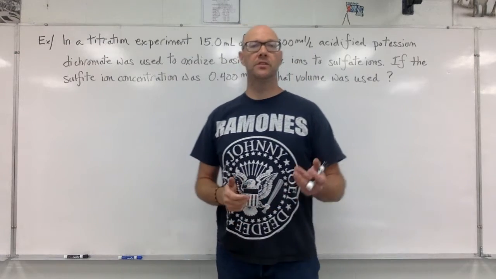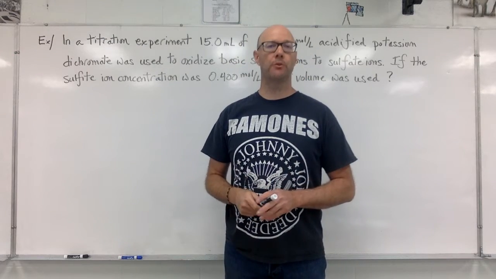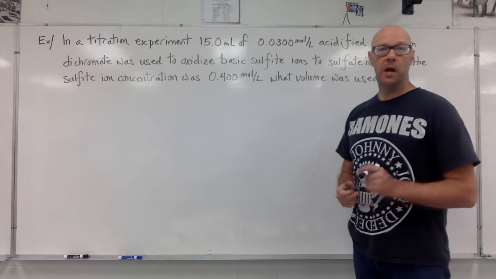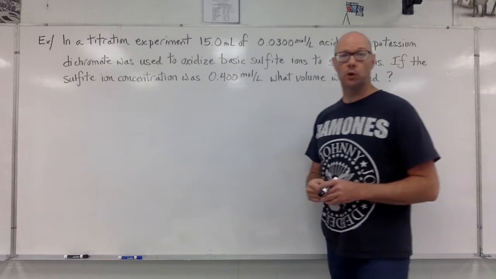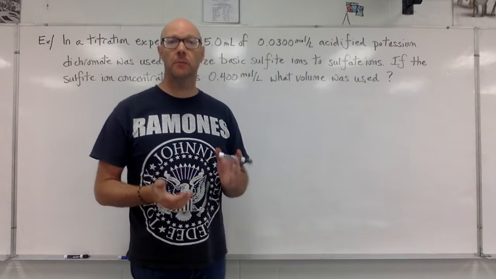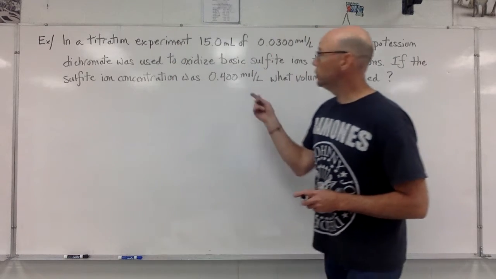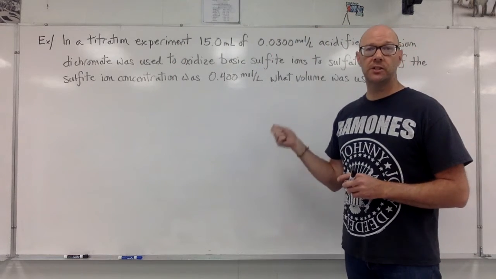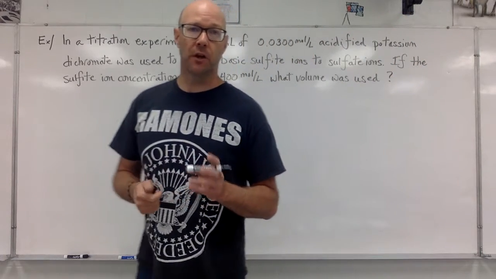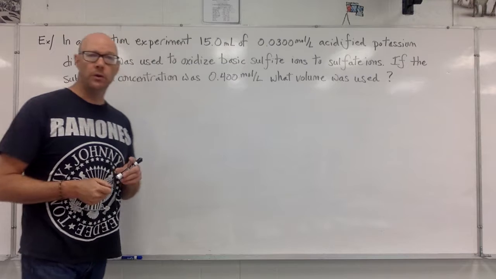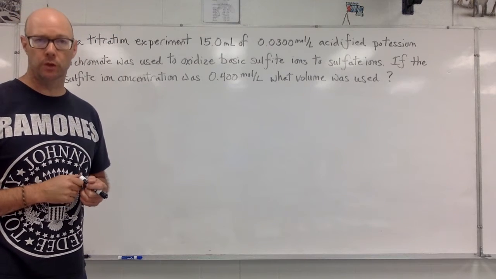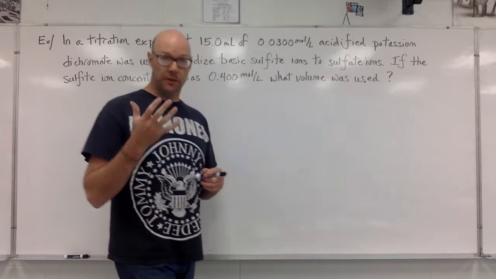Hi everyone, this is an example of a redox stoichiometry problem. Here we go. In a titration experiment, 15 milliliters of 0.300 moles per liter acidified potassium dichromate was used to oxidize basic sulfite ions into sulfate ions. If the sulfite ion concentration was 0.400 moles per liter, what volume was used? This is quite a question.